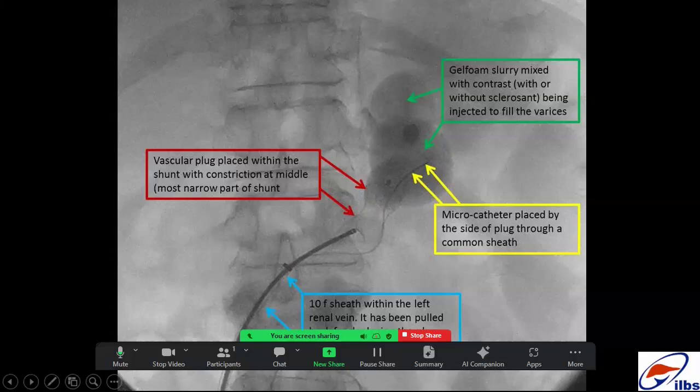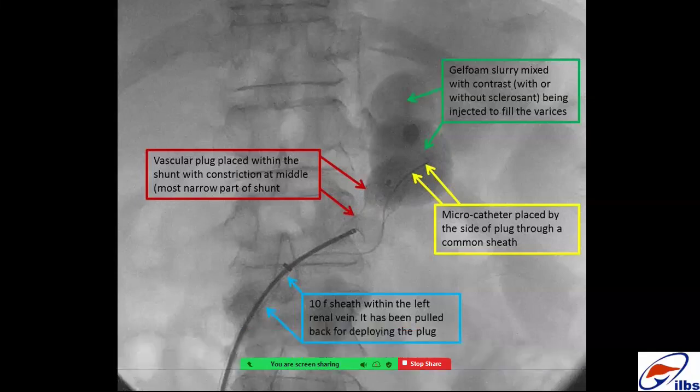Here, at the first go, you don't inject sclerosant. You use gel foam because you want to block the interstices of the plug, because the plug will allow everything to flow through it. It takes a lot of time for thrombosis to happen. So you have to inject gel foam slurry into it. Once the interstices are totally packed with gel foam, then you can use sclerosant to finally fill the shunt as well as the varices.